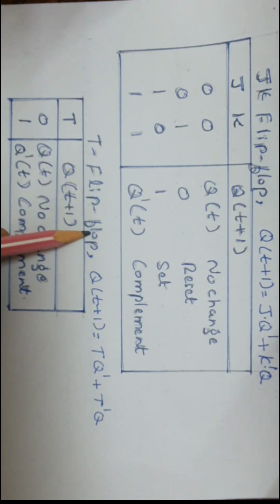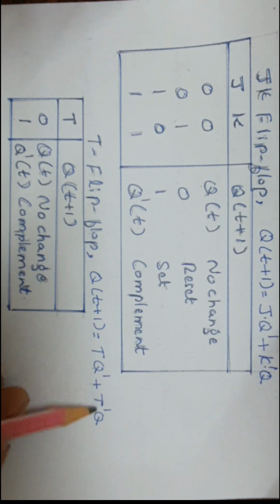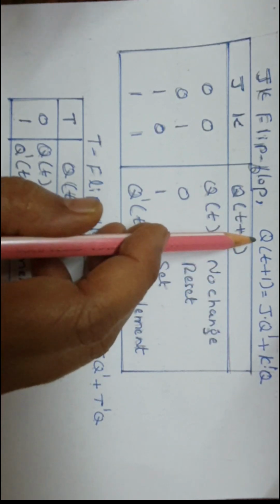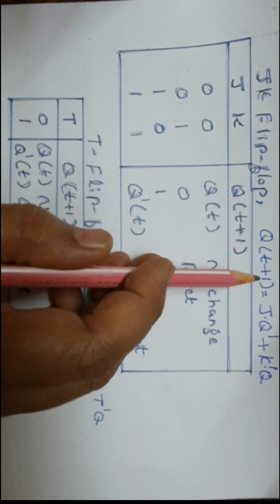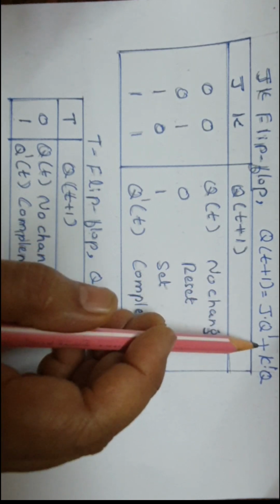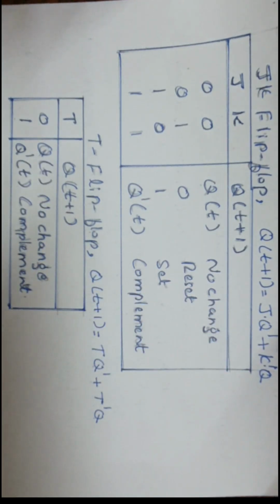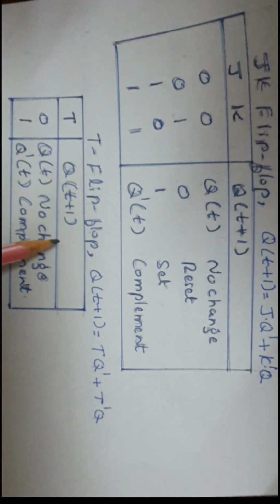Toggle flip-flop means, so T input when it is equal to 0, the output will be no change. Means next state will be same as previous state. So when T equal to 1, the output will be complemented. If it is 0, it will become 1. If it is 1, it will become 0. Q of t plus 1 is equal to T Q dash plus T dash Q. This is the characteristic equation for toggle flip-flop. And the characteristic equation for JK flip-flop is Q of t plus 1 equal to J Q dash plus K dash Q. So that completes the solution of question number 4abc.